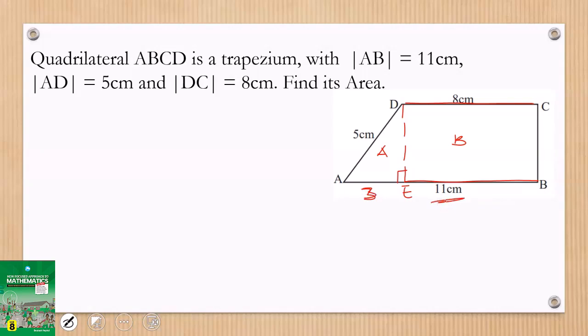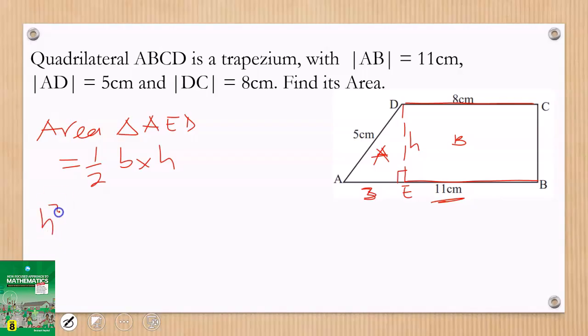So for us to find the area of area A here, of course, we need to use the formula half base times height. So area of triangle AED will be equal to half base times height. Okay, and we need to know the height. The height here is not given in the question. But we can use Pythagoras theorem to do that.